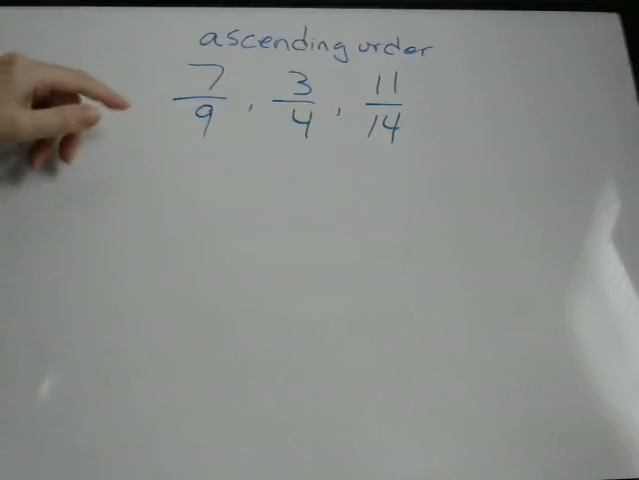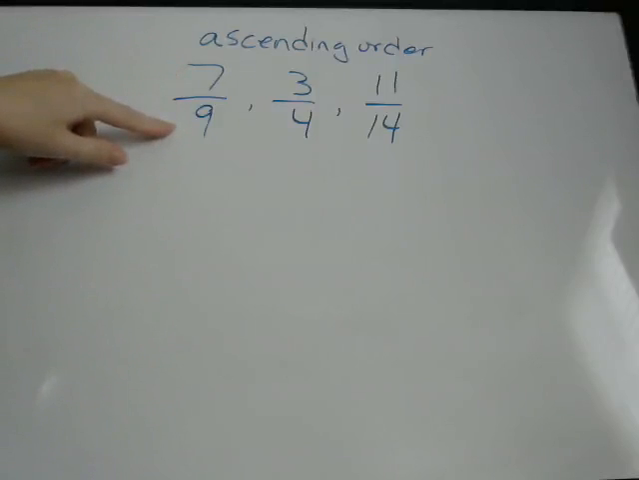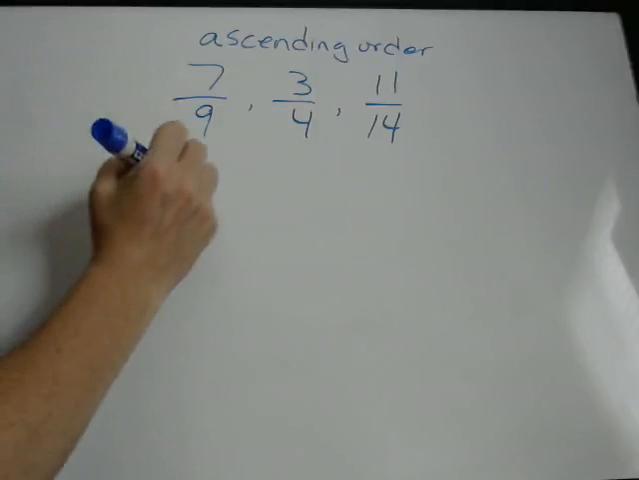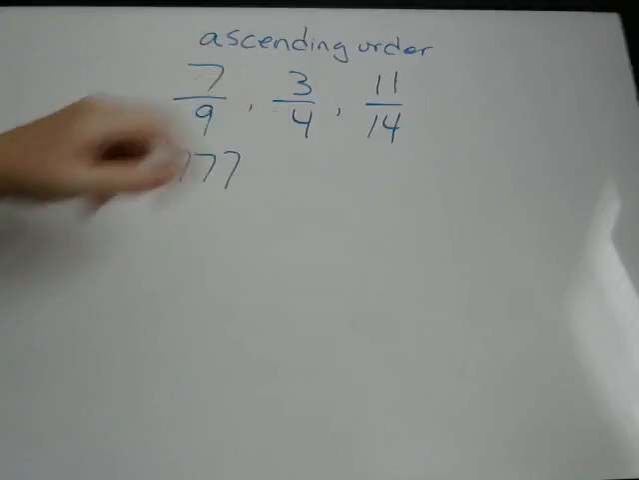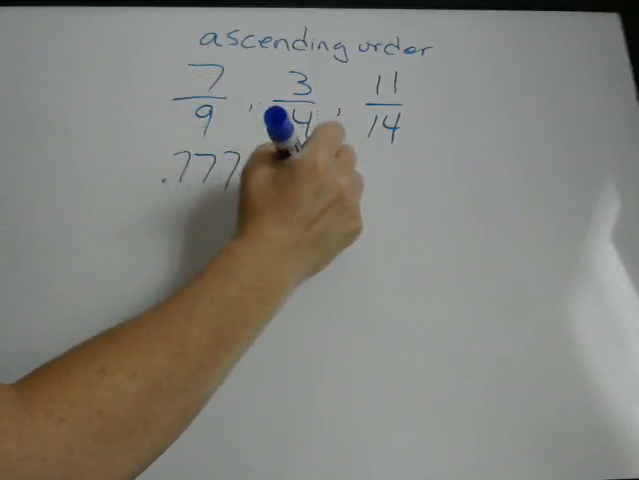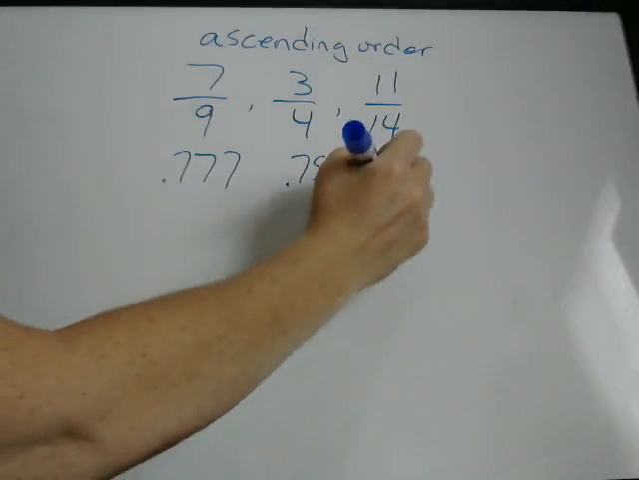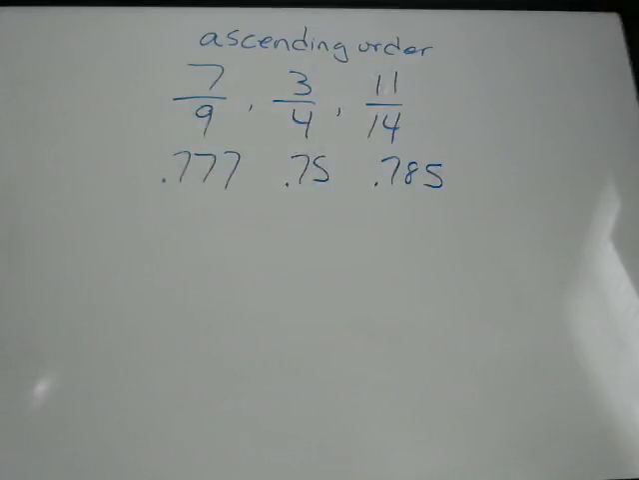So remember, every fraction just means the top number divided by the bottom number. So you just plug in your calculator 7 divided by 9, and you'll see you're going to get something like 0.777. 3 divided by 4, 0.75. 11 divided by 14, 0.785. So now it's easier, I think, for most people to look at decimals and figure out which one is the smallest and which is the greatest.